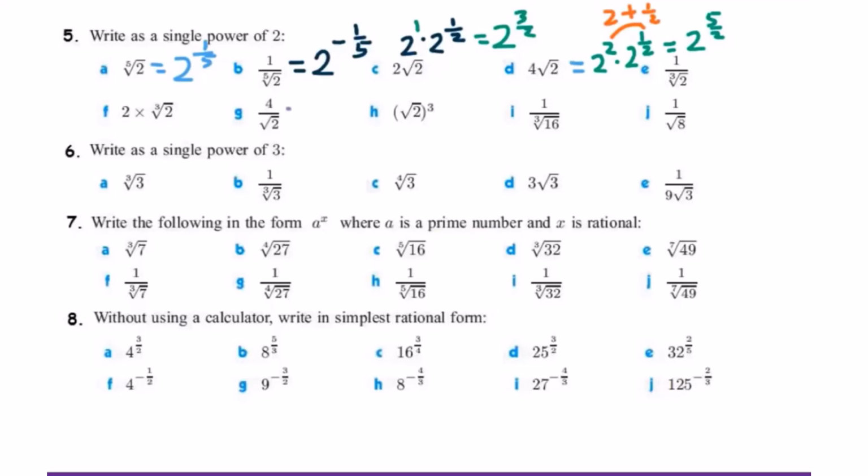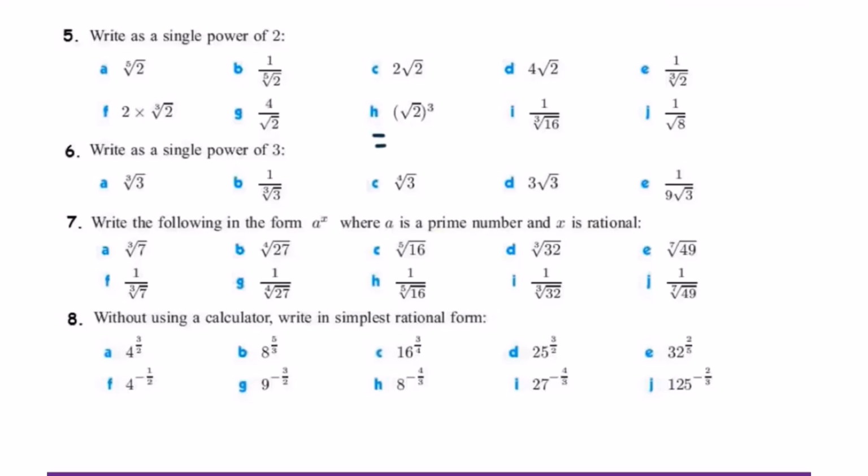Okay, for the g part, 4, I can write down 2 squared. Square root of 2, I can write down 2 to the 1/2 power. Then I subtract the exponents, means 2 minus 1/2. That will be 2 to the 3 over second power. For h, that means 2 to the 1/2 power, then third power, means 1/2 times 3, you got the 2 to the 3 over second power.